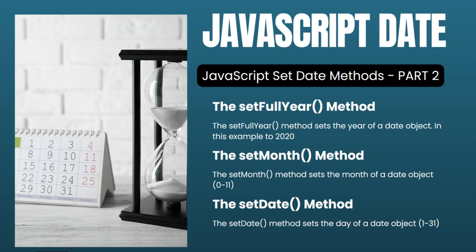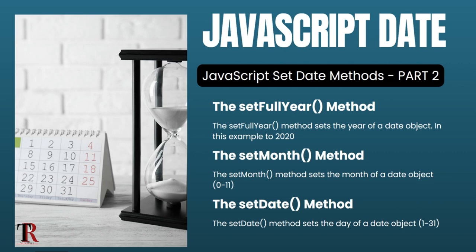Welcome to another lesson. In this lesson, like I said in the previous lesson, I will begin to examine each of the set date methods one after the other to see how they work and what their output looks like in JavaScript. In this lesson, we'll be taking a look at the first three of the set date methods. The first one is the setFullYear method.